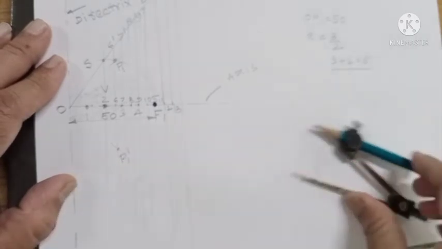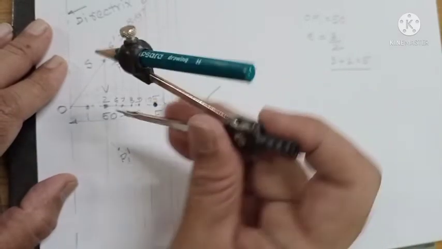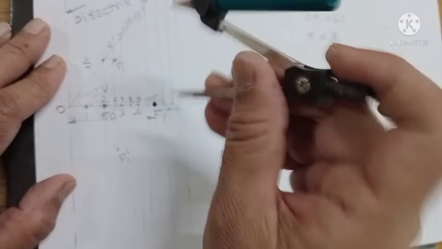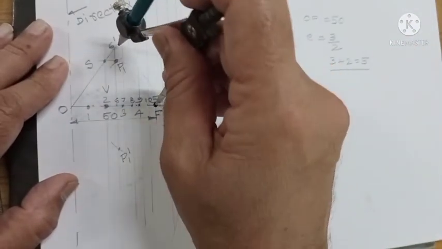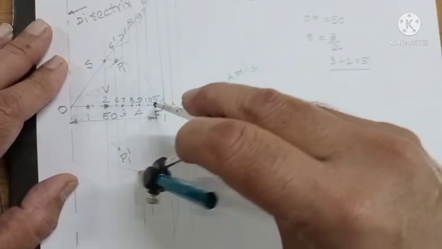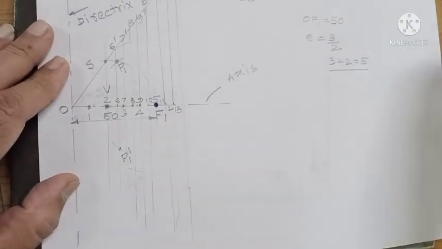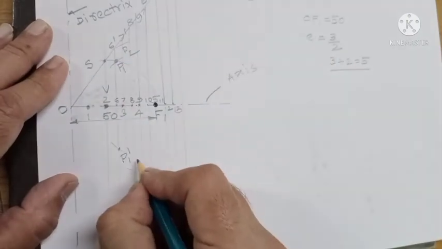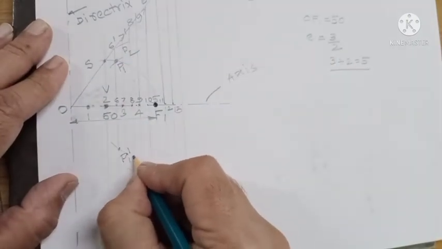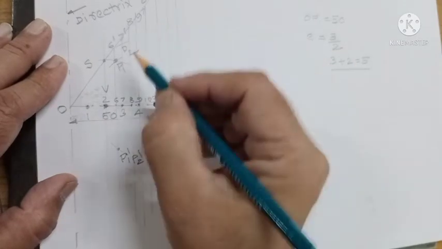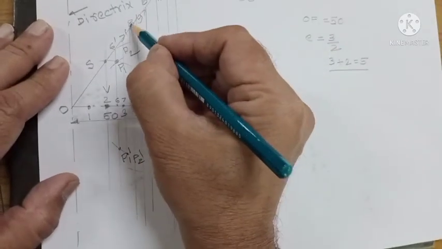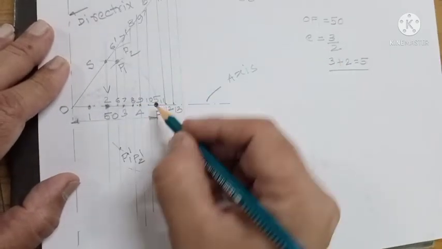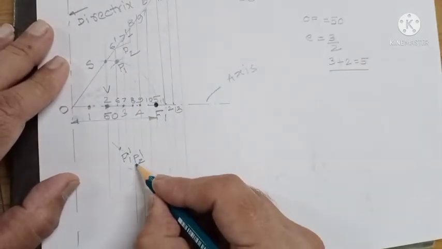Right. P2. So take the distance of 7 to 7 dash up to this line. Cut the same 7 to 7 dash from here, upside and downside. So I am marking this point as P2, and this point as P2 dash. Then take 8 to 8 dash distance. Cut the same 8 to 8 dash from F, same F. We are getting a point somewhere here.